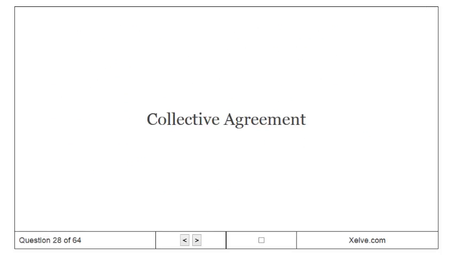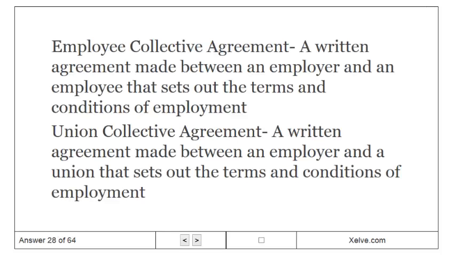Collective agreement. Employee collective agreement: a written agreement made between an employer and an employee that sets out the terms and conditions of employment. Union collective agreement: a written agreement made between an employer and a union that sets out the terms and conditions of employment.